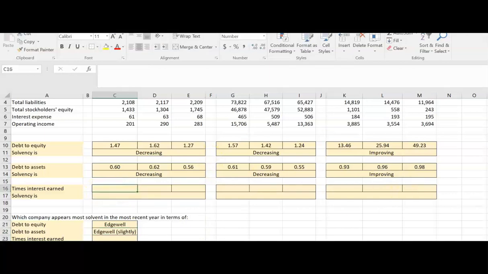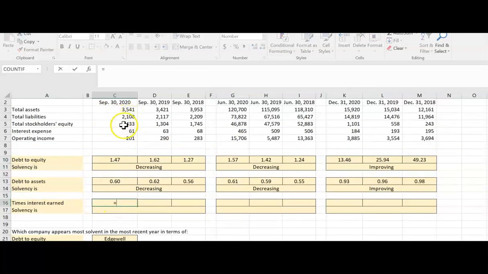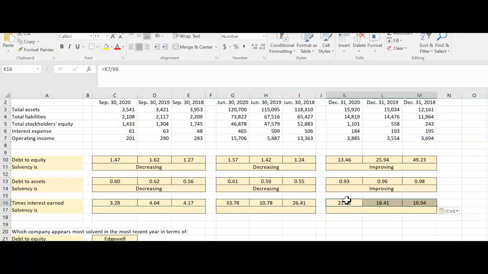Now let's look at times interest earned. You'll notice that these first two measures didn't look at anything related to income. Times interest earned looks at operating income. How many times greater is it than interest expense? Obviously, higher is better. And what do we see here? We see times interest earned for Edgewell is decreasing or declining. Solvency is declining. For Procter & Gamble, we see that it's actually improving.